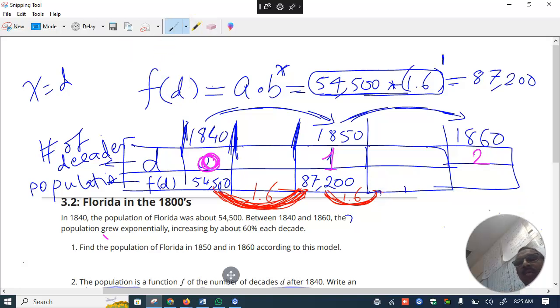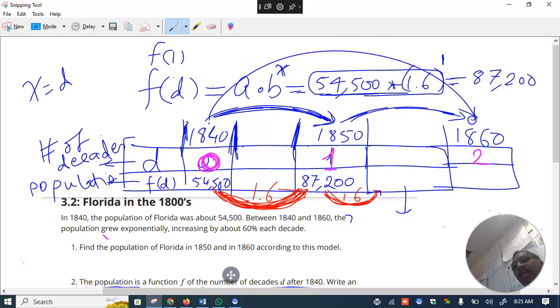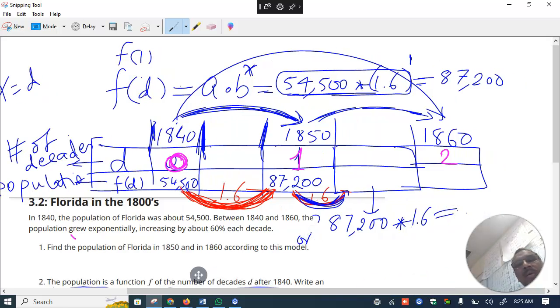So this piece. If I want to know what this one is, even though for this piece I should have written f of 1, because the decade until 1850 is 1 decade, if I want to know from here to here, there are 2 decades. See this? So there are two ways to do it. One is to just multiply these numbers. 87,200, if you multiply by 1.6, you get the answer, or you can also do it from the beginning.